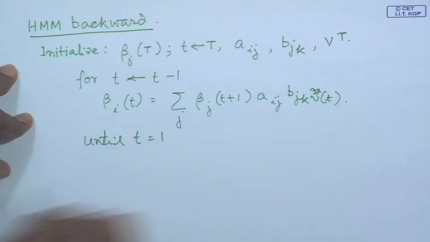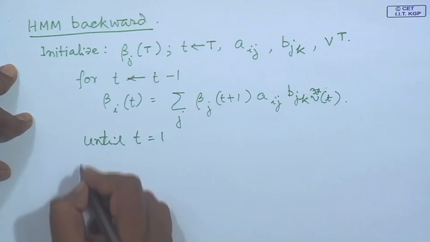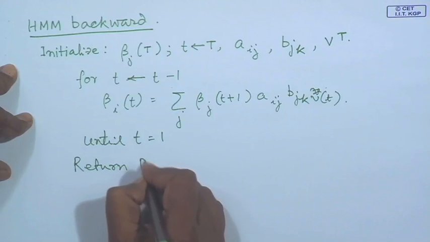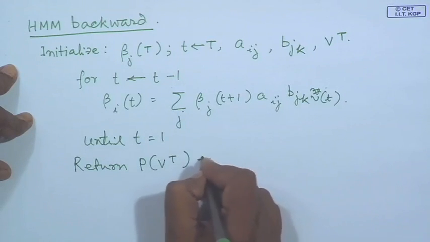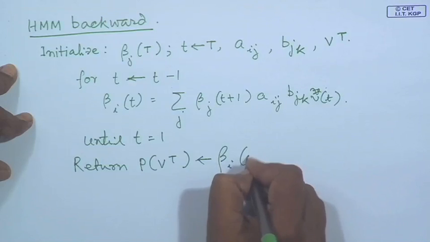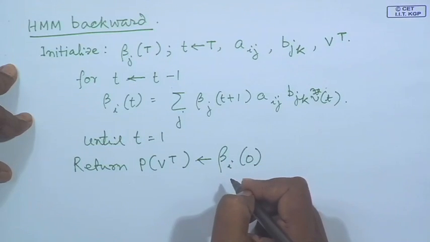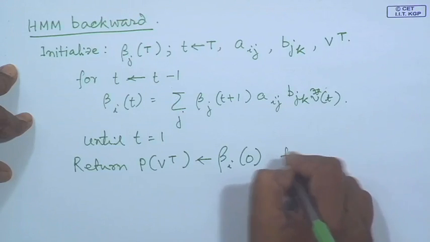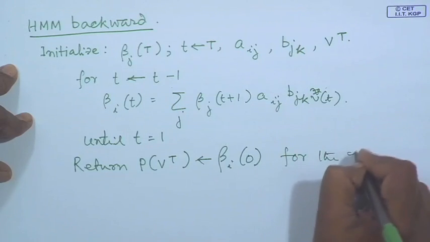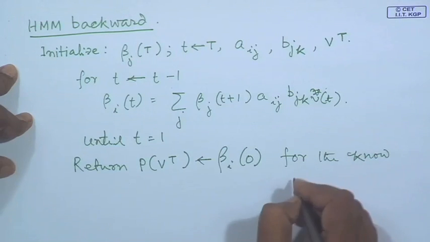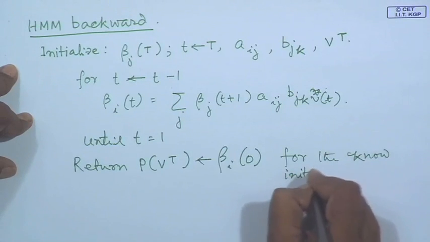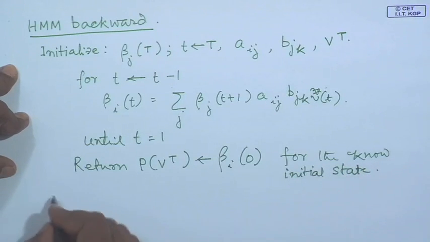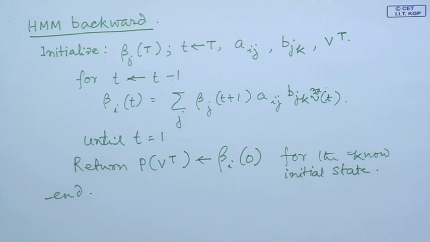Until t is equal to 1, and at the end you return P of V T, which is beta I 0, for the known initial state. And end of the algorithm.